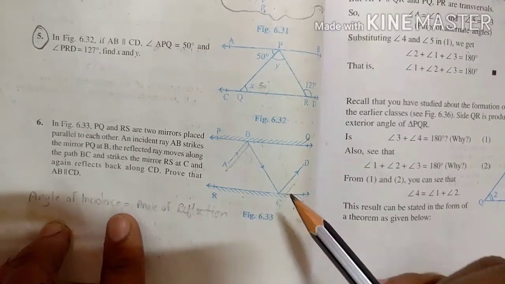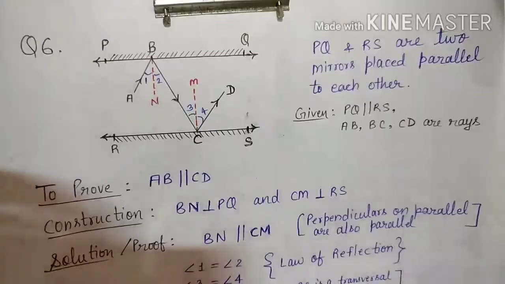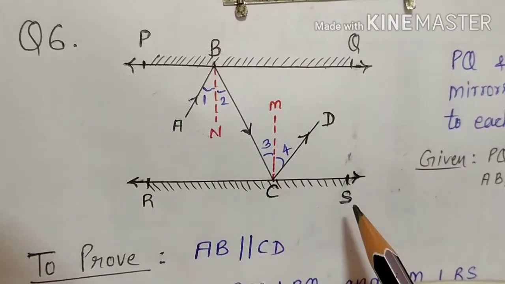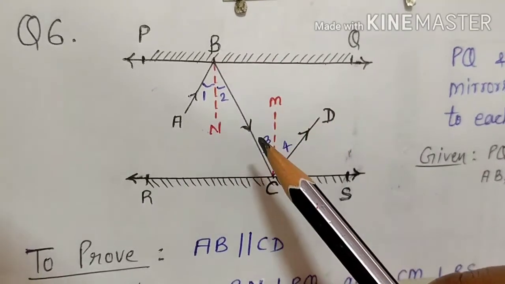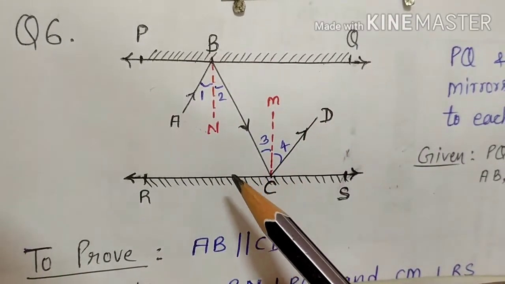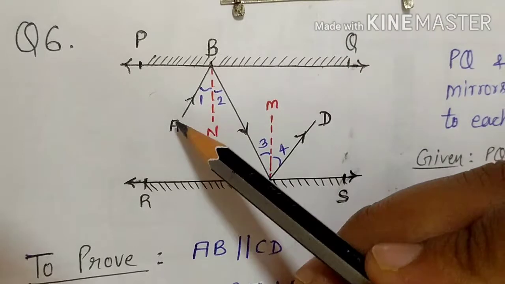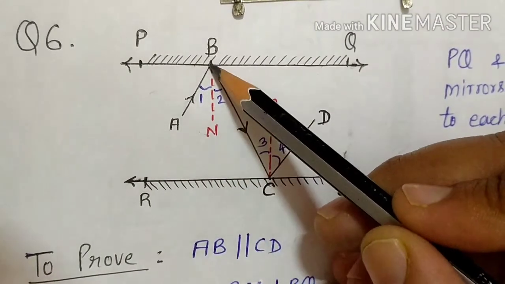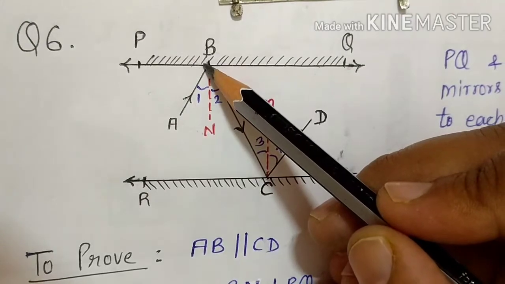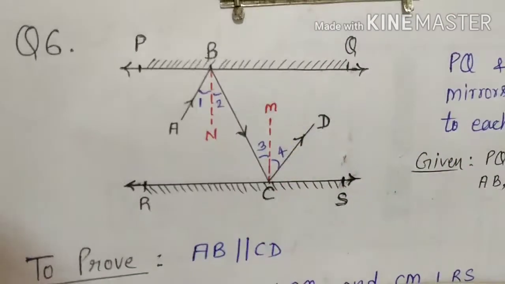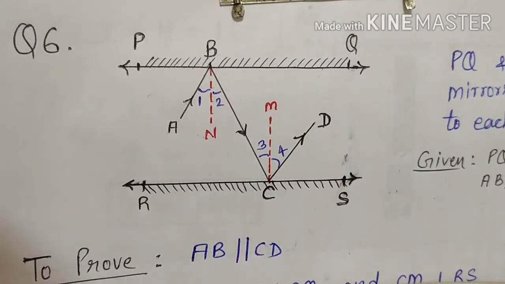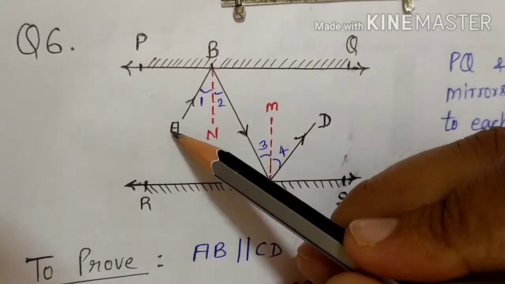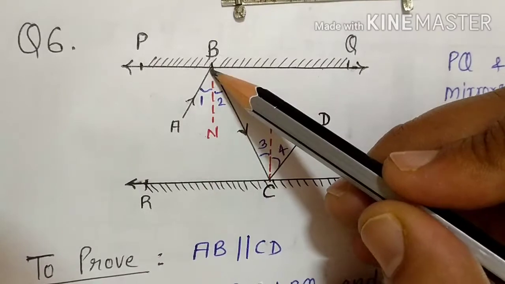Now let's see this figure in our copy. The question says that PQ and RS are two mirrors. What do mirrors do? Mirrors reflect images. Now an incident ray, you know very well, as you can see this arrow, this ray is coming here. If a ray comes here, it will reflect. If you put a torch in a mirror, the light of the torch will reflect to you. So when we put a torch, or a ray, here, what happens?